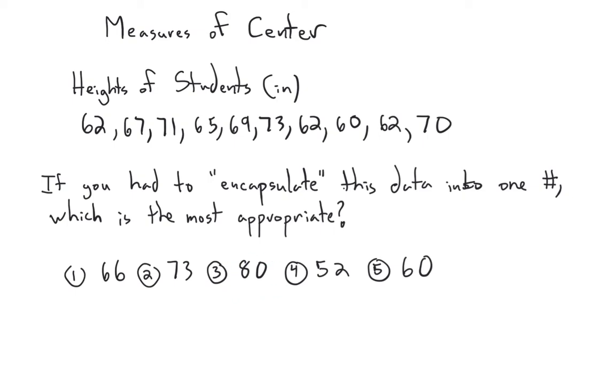80 isn't a good representative. It's much bigger than the elements. Same with 52 in the way that it's much smaller than the elements of our data set. And 60 and 73 seem to be more towards the extreme elements of our data set. So the one in the middle seems to be our best representative. And in general, we like numbers that are in the center of a data set, somewhere in the middle, to be representatives of the entire data set. We're going to talk about 3 of them. We're going to talk about the mean, the median, and quickly we'll talk about the mode as well.